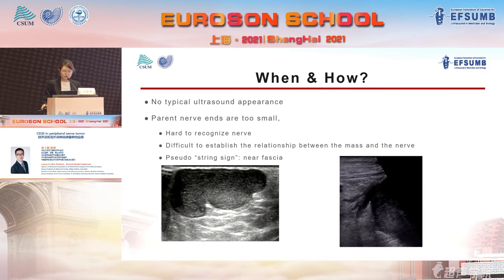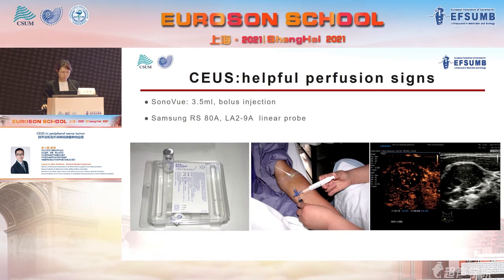So when there is no typical ultrasound appearance, how can we make the exact diagnosis? This happens in the following situations. The parent nerve ends are too small, it's hard to recognize the nerve, or difficult to establish the relationship between the mass and the nerve, or a pseudo-string sign caused by the nerve fissure. In this circumstance, CEUS can help. We usually use SonoVue 3.5 milliliters bolus injection.